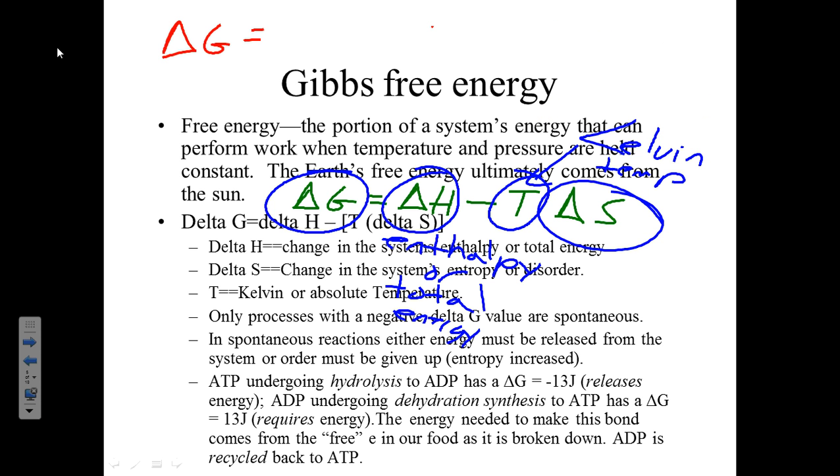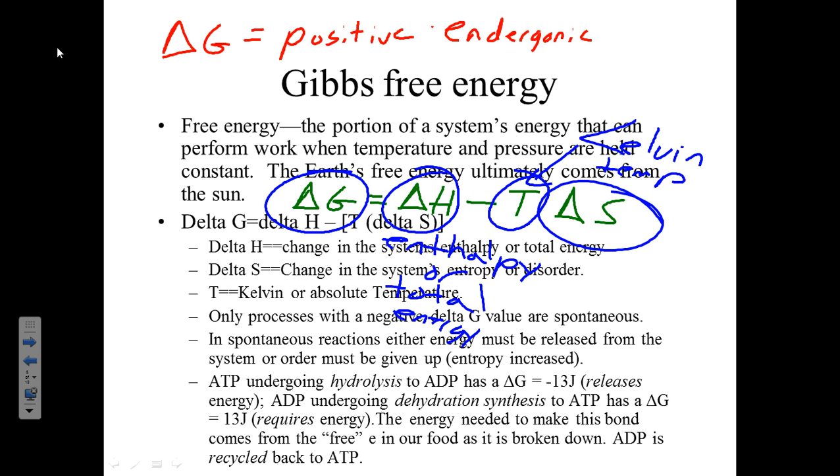So if delta G is positive, that means that it's doing what with energy? It's absorbing it. It's taking it in. And if it's absorbing energy, it's what kind of reaction? Endergonic. So positive delta G tells you you've got an endergonic reaction, taking in energy.